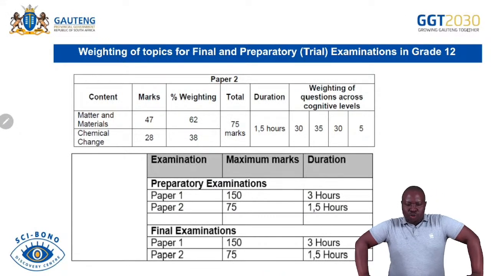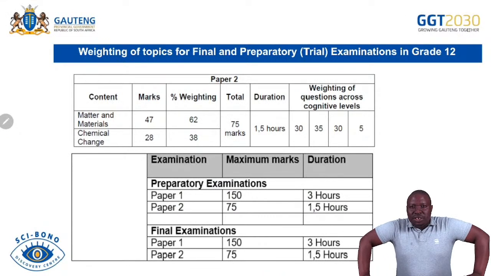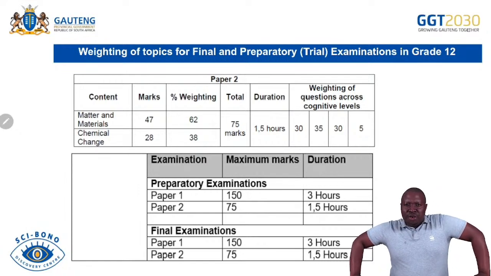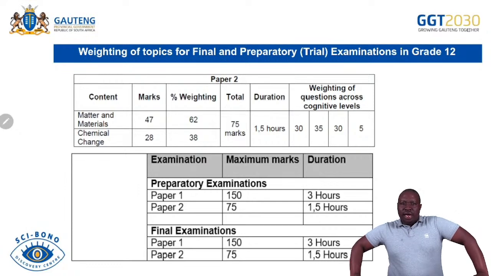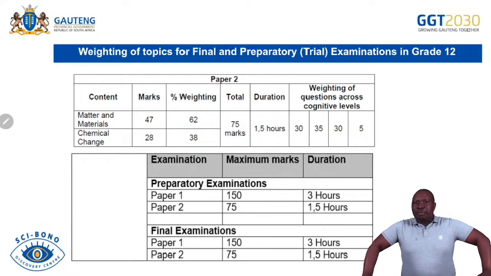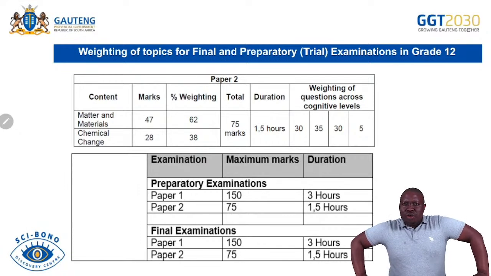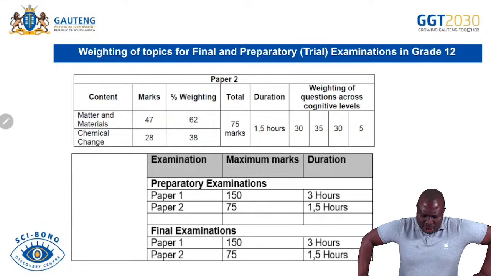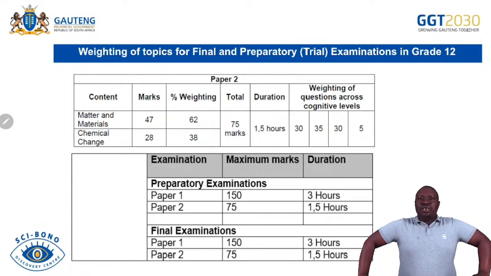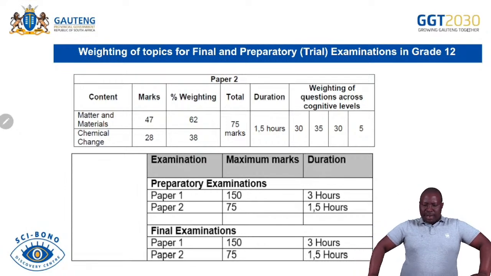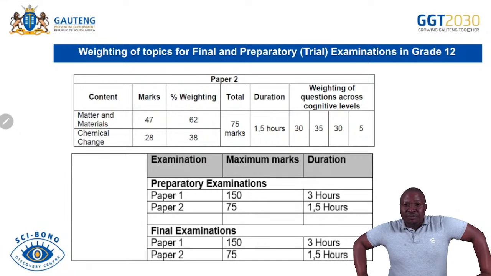Remember, paper 2 has matter and materials, which is 47 marks. That is naming of organic molecules in question 2, including the isomers. In question 3 we have physical properties: your melting point, boiling point, vapor pressure, and viscosity. In question 4, you have reactions of organic molecules, as well as electronic properties of matter. Remember, we're talking here about doping, so it's part of matter and materials. So that is 47 marks.